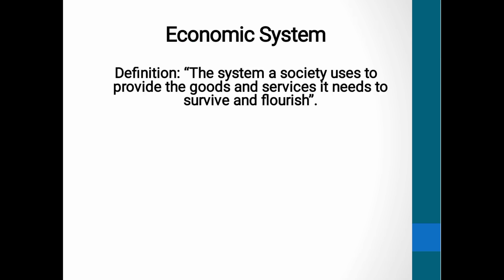So the very first concept which comes in this chapter is economic system. Whenever we talk about economy, two words are there in our mind: demand and supply. So, following those two words, how can we define economic system? From definition, this is the system a society uses to provide the goods and services it needs to survive and flourish. That means we are talking about production and distribution of goods and services.